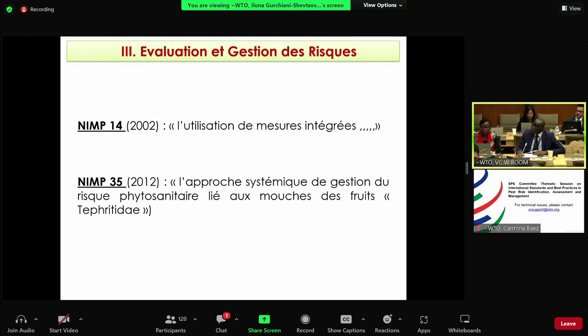Pour les normes que nous ciblons, nous avons beaucoup travaillé sur la NIMP 14, sur l'utilisation des mesures intégrées, et également la NIMP 35, l'approche systémique de gestion du risque phytosanitaire lié aux mouches de fruits, surtout les téphritidés, qui nous causent quand même pas mal de problèmes. Et c'est de là qu'on a eu, avec l'Union européenne, ce document d'approche systémique qui nous a permis, toutes ces années, de rassurer du point de vue de la qualité de la mangue qui était exportée sur ce marché.